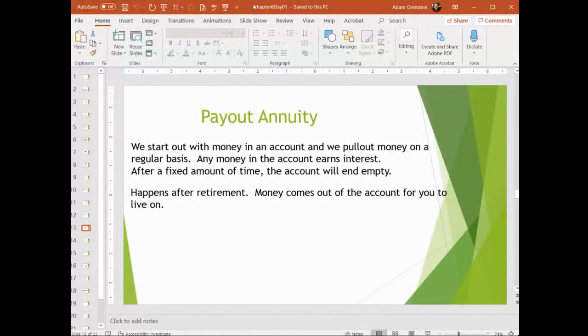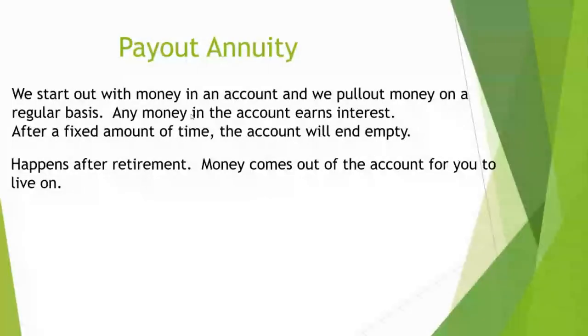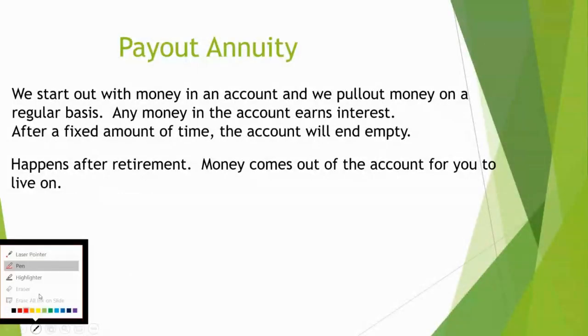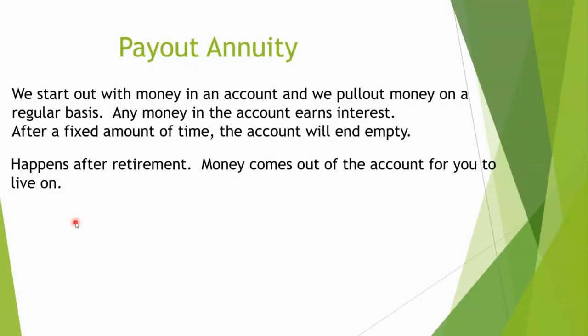So here you could think of it as, instead of putting money into the account regularly, we're taking money out regularly. Or if you want, you can think of it this way. With the savings annuity, that's before retirement. As it says here, payout annuity is after retirement. It's when retirement occurs. You're taking money out regularly from your retirement account.